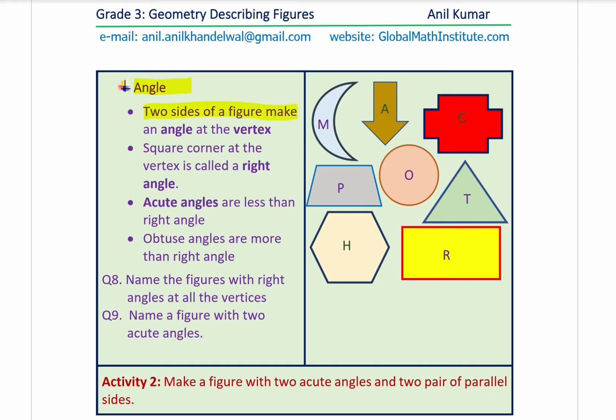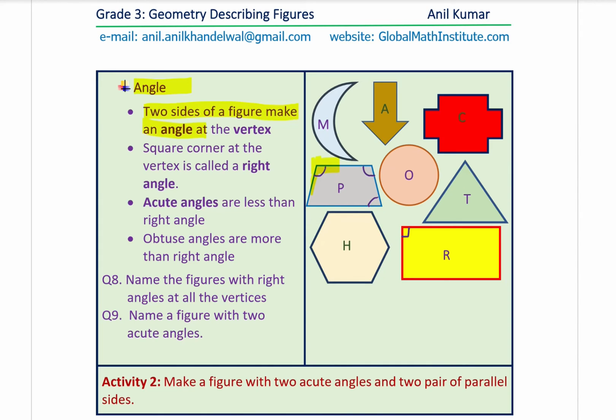Two sides of a figure make an angle. So we start with sides. Do you see the straight lines? When you have a vertex, at that point, we also have an angle. Do you see this? So two sides meet at an angle at the vertex. Those are the angles we are talking about. This is a 90 degrees angle, but this is less than 90 degrees and that is more than 90 degrees. We'll talk about that also.